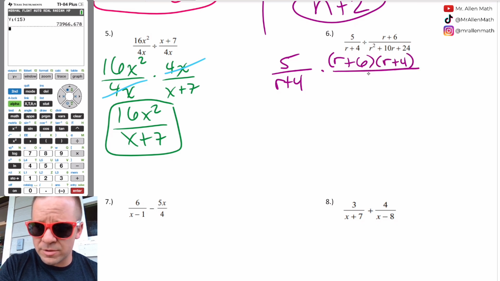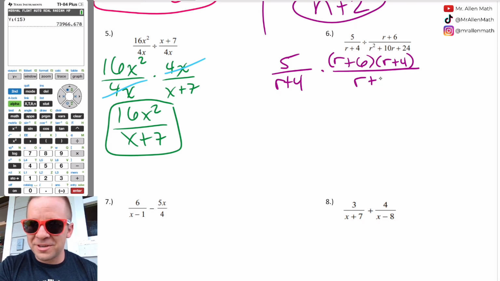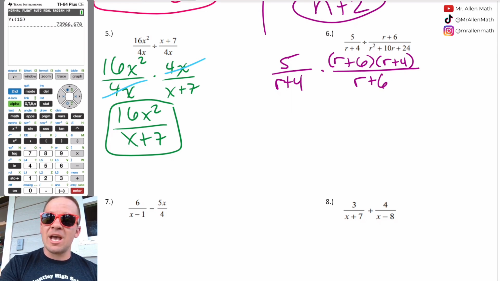Again, these crazy variables, man. R's, K's. I mean, we're all over the place. That was a weird looking 6. All right, there we go. So now can we simplify?